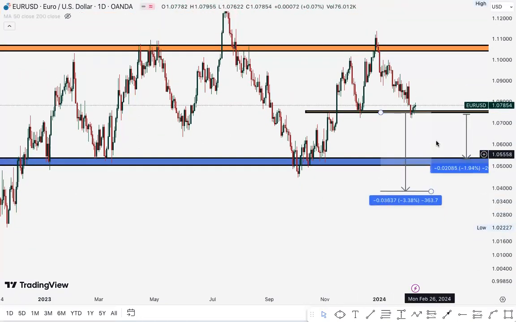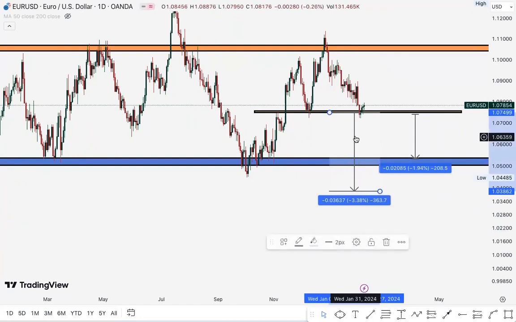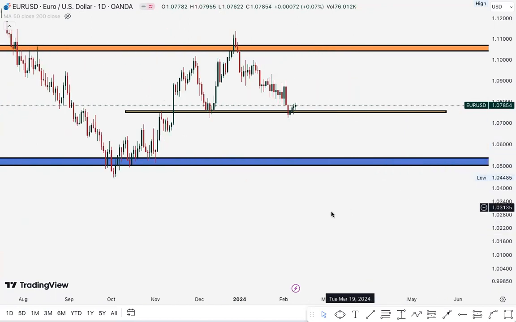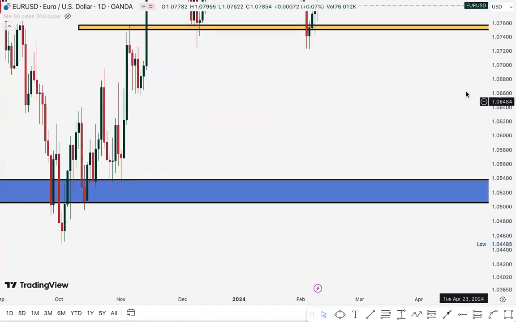So everything just seems to be pointing to the downside, and I see no reason as to why this should not collapse. This is looking to the downside. According to price action, this is looking to the downside. All right. So for me, I'm like, okay, whatever the market wants to do, let it do.